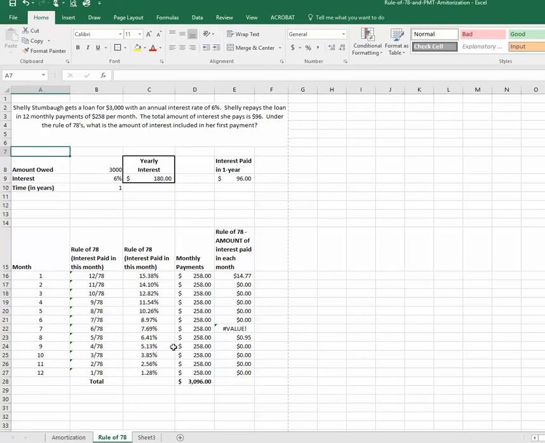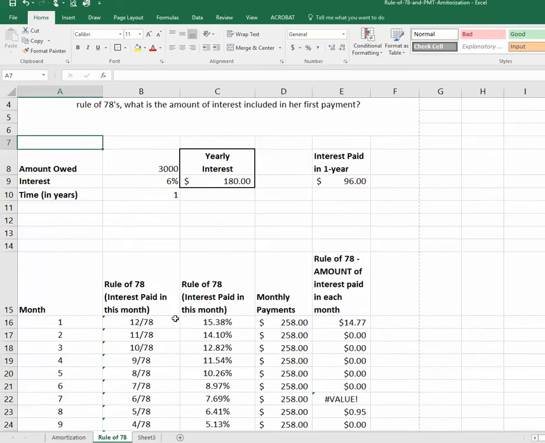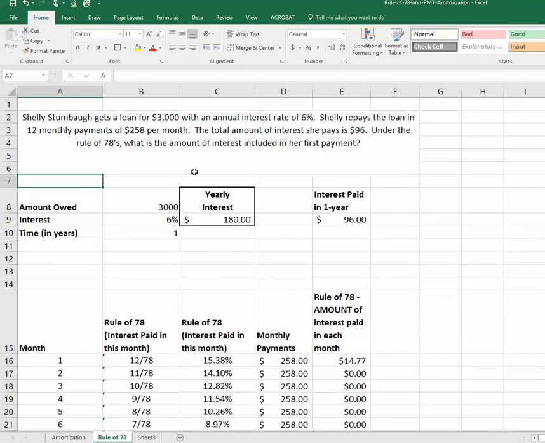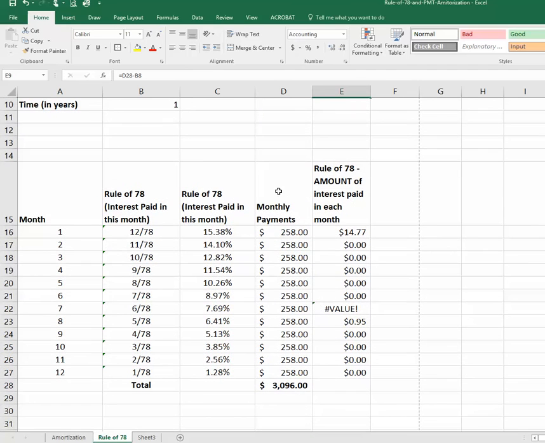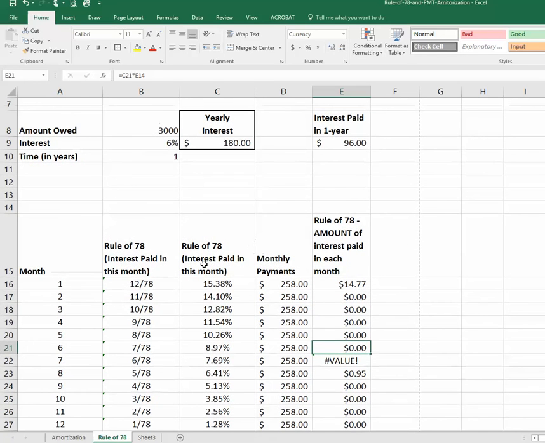So I'm changing tabs on my workbook. And here's the exact same problem, right? So there's my amount owed, $3,000. My interest rate is 6%. But the most important thing is I have 12 monthly payments of $258 per month, right? So I know that. So I just kind of played around. Okay, and here's my interest, 96. This is how much I paid. Oh, I see I have an error in my formula. I'll fix this in just a second. Let's go back through it.